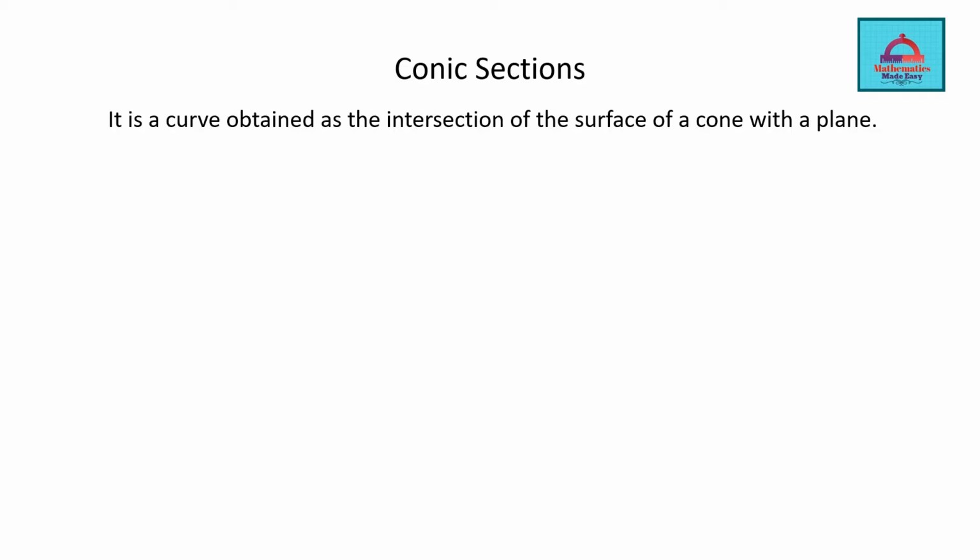So before we dive into the topic for today, equation of parabola, and solve questions and problems on that, let me define conic sections for you. So conic sections are the different curves that you get, or that are obtained, when the surface of a cone intersects with a plane.